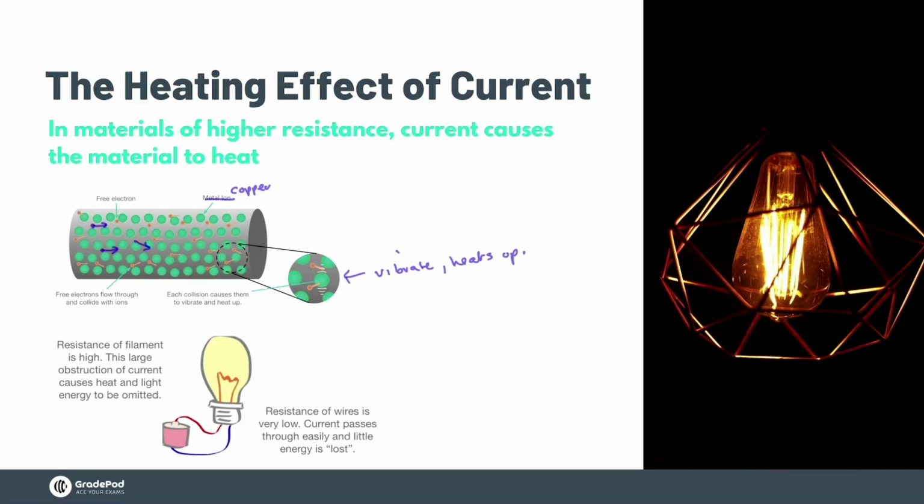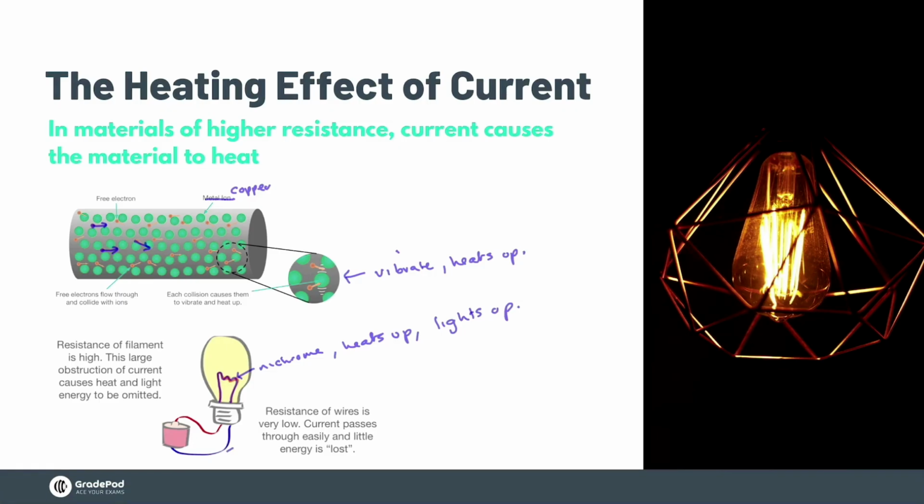And you can see that when you look at a light bulb, because a light bulb is basically a wire, a nichrome wire, and it's got really high resistance, which means that the electrons are bashing about those nichrome atoms loads, which means it heats up. And in fact, it heats up so much that it lights up, it glows. And that's how an old-fashioned light bulb works.